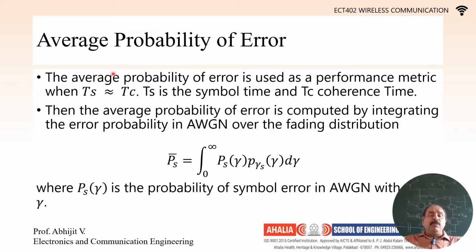The average probability of error is used as a performance metric when Ts is approximately equal to Tc, where Ts is the symbol time and Tc is the coherence time. In that case, the average probability of error is computed by integrating the error probability in AWGN over the fading distribution.